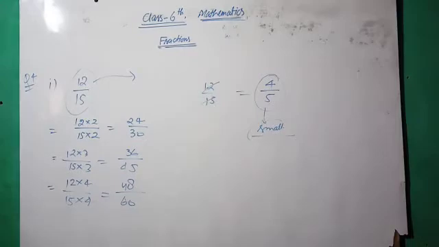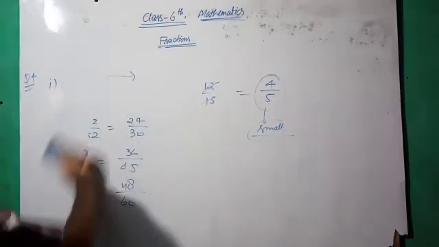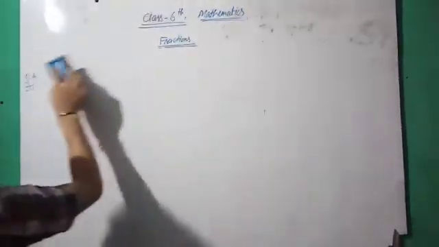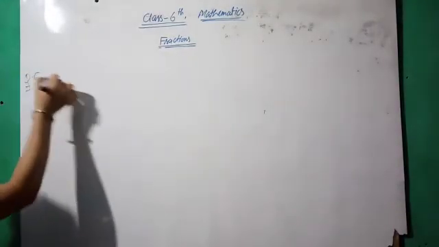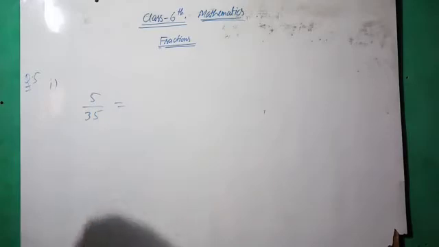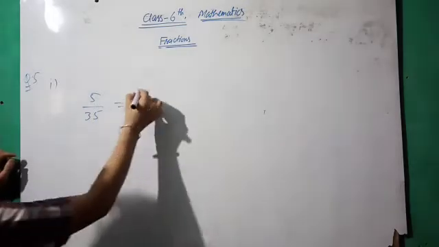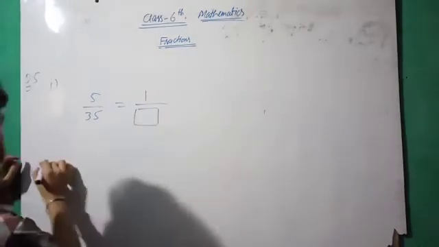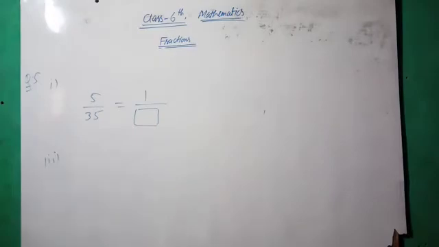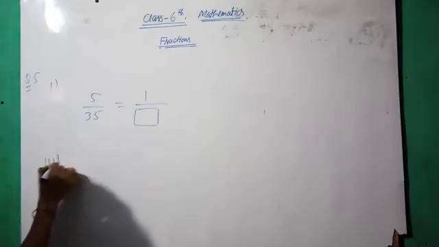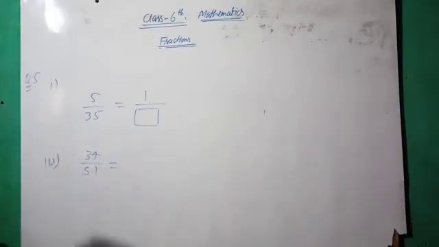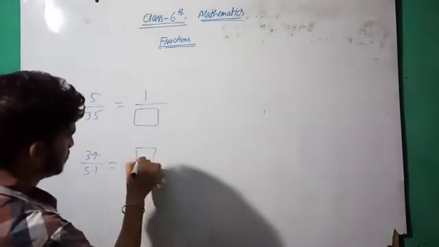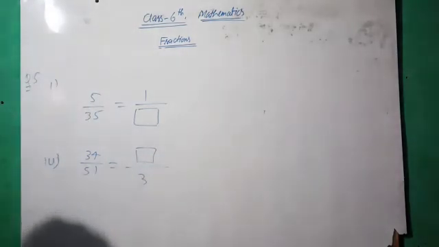Find the missing number that makes the fraction equivalent. In question number 5, we have 5 upon 35 as the first part, and in the given blank boxes we have to fill in the missing number. And the last one, 34 upon 51 equal to dash upon 3.